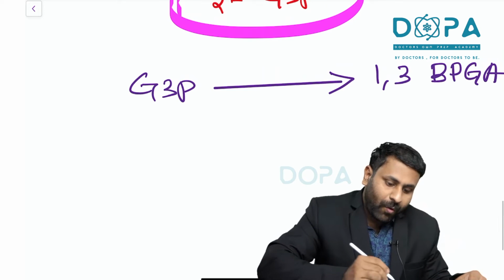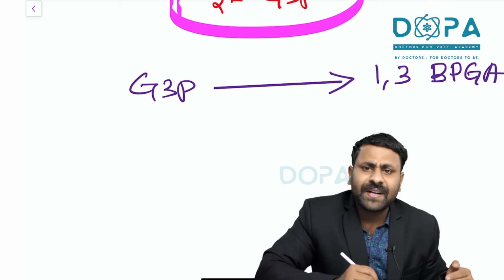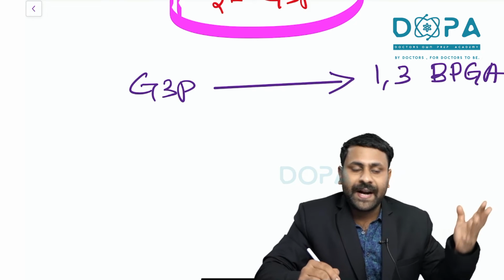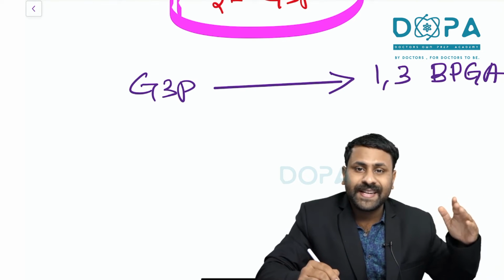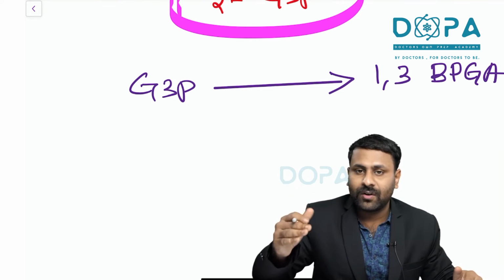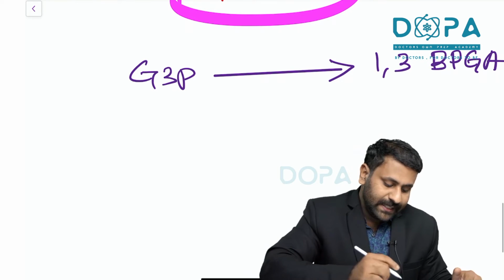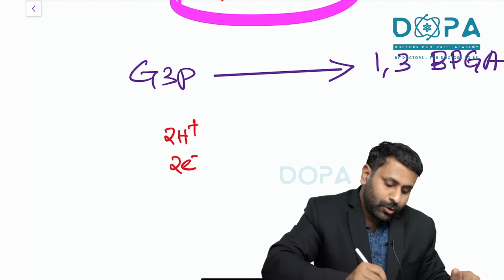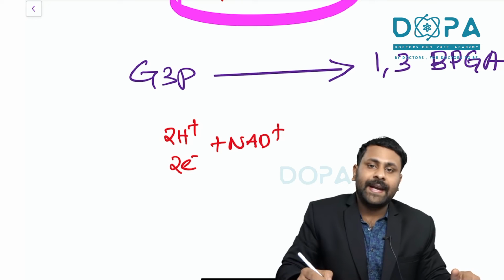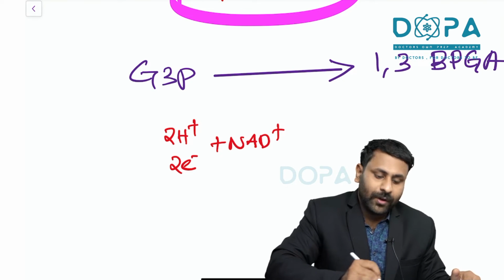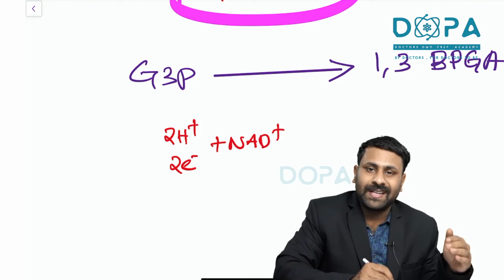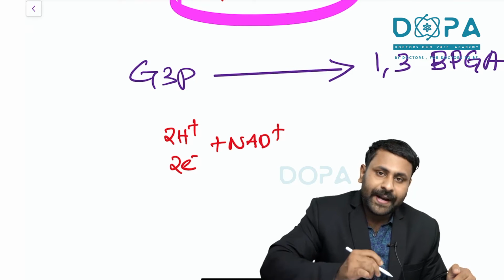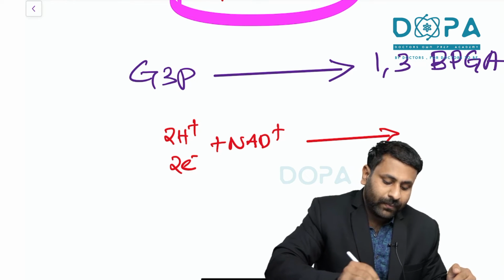At that time, we know addition of hydrogen and addition of electron is called reduction. What is oxidation? Addition of oxygen, removal of hydrogen, removal of electron is called oxidation. Then what is reduction? Addition of hydrogen, addition of electron and removal of oxygen is called reduction. G3P provides two redox equivalents such as 2H plus and 2e minus to NAD plus. Okay, NAD plus is a coenzyme. G3P, or glyceraldehyde 3-phosphate, donates 2 protons or 2 hydrogen and 2 electrons to NAD plus. As a result, NAD plus undergoes reduction.